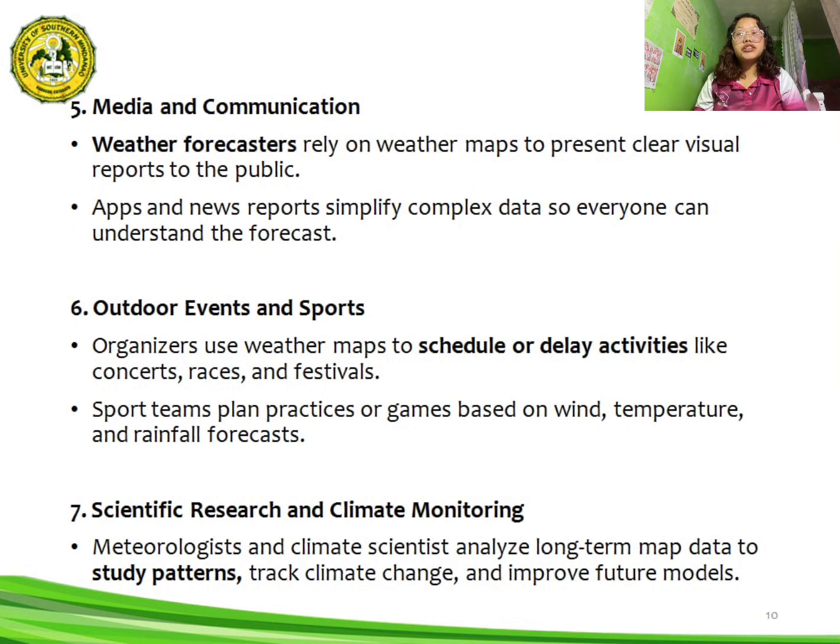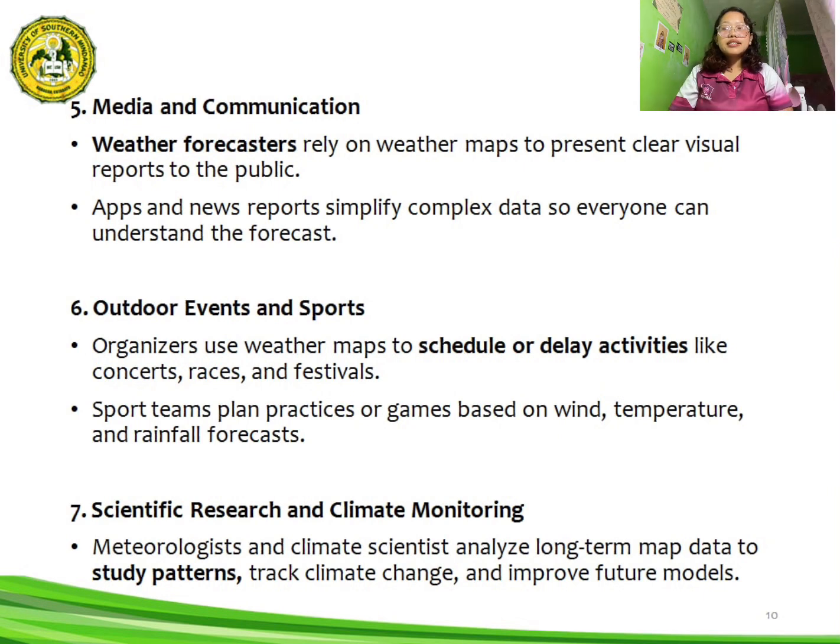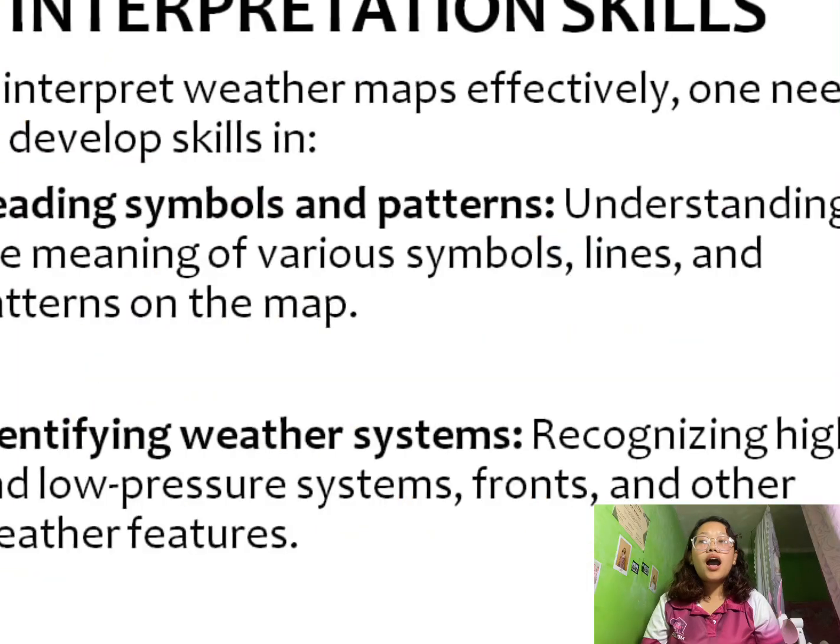So meteorologists and climate scientists analyze long-term map data to study patterns, track climate change, and improve future models. Scientists don't just guess about climate change. They study decades of weather maps to spot patterns, rising temperatures, and stronger storms, and use that information to protect our planet. So how do we actually use a weather map?